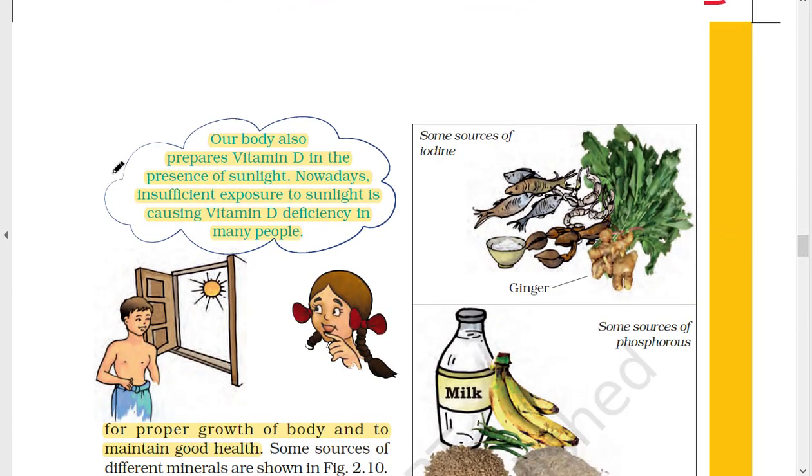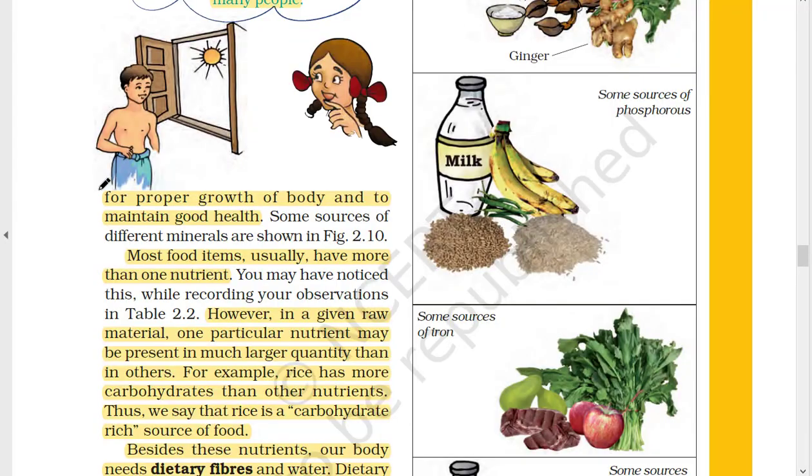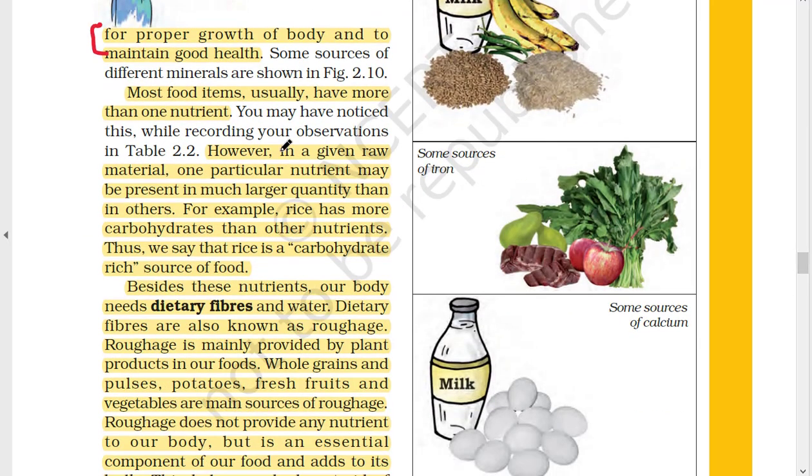Here it is written, our body also prepares vitamin D in the presence of sunlight. So insufficient exposure to sunlight is causing vitamin D deficiency in many people. Minerals are needed for proper growth of our body. And of course, I've told you earlier that most of the food items generally have more than one nutrient.